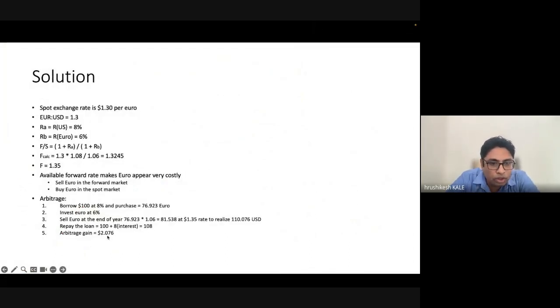Same thing, and you have earned 2.0 something as your riskless profit. What we have done till now is what the exchange rate risk speaks about in foreign currency. There are certain topics which I have not covered today, maybe transaction risk and translation risk, which are more of a theory. What is the difference between covered and uncovered interest rate parity? That we will see in our next lecture.